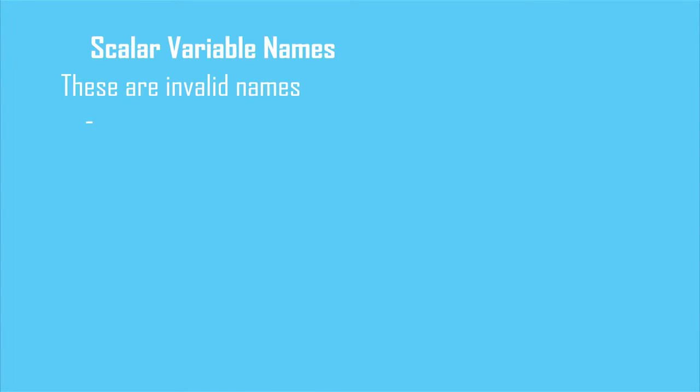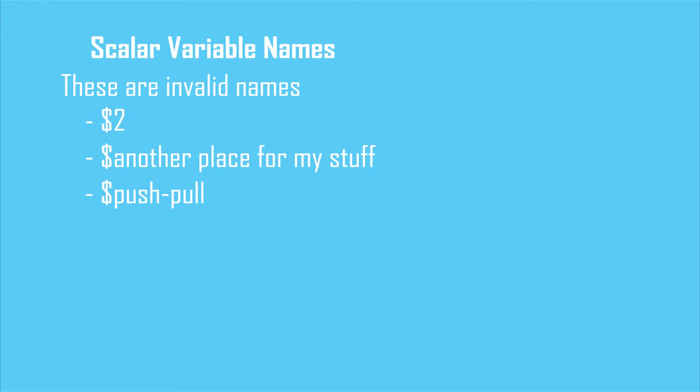But when you look at these examples, these are invalid. The first one is called variable 2. A variable in Perl cannot start with a number. And the second variable, another place for my stuff, has spaces. Spaces are not allowed. The next one, called push-pull, has a minus sign in it. It's not allowed as well. And also the last one, called %, starts with a percent sign. It's not allowed.